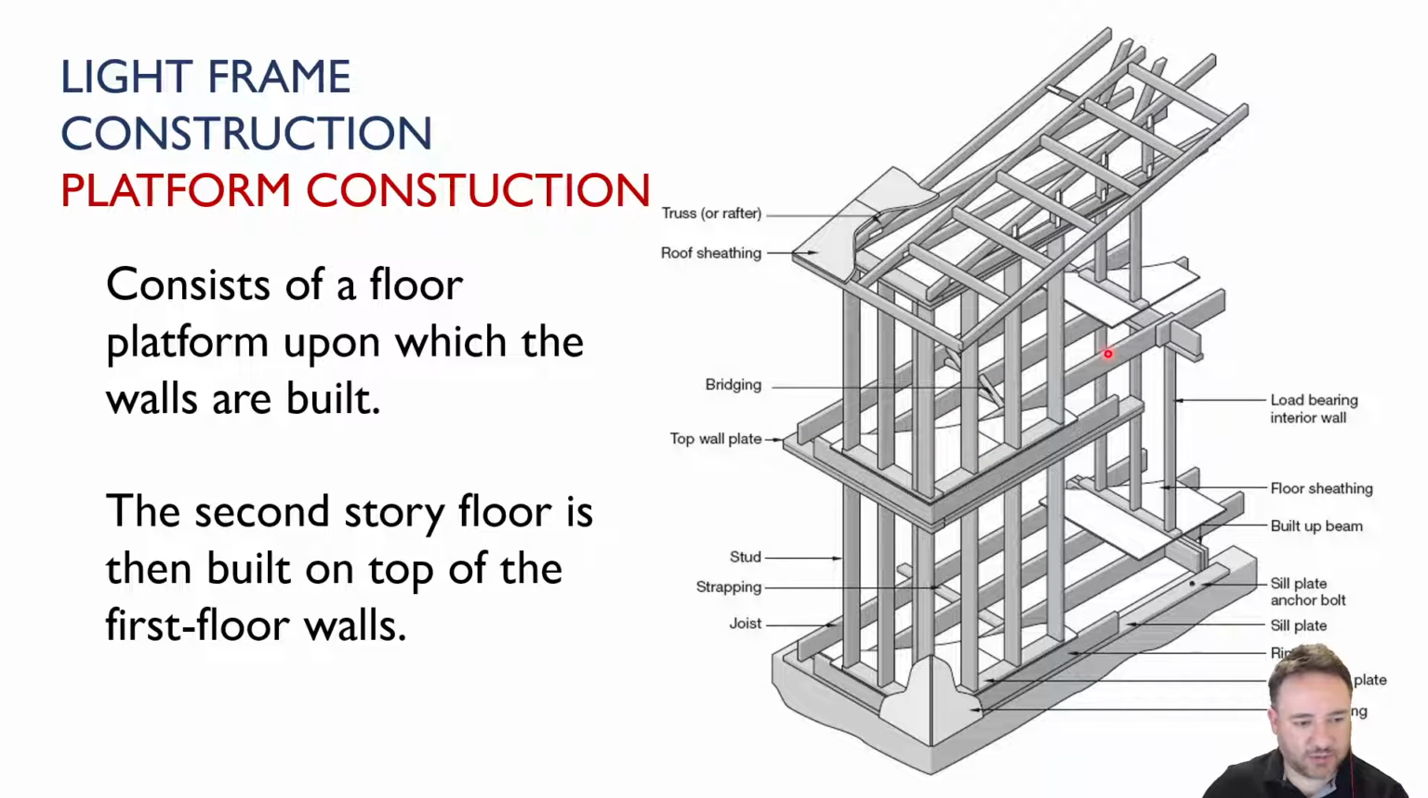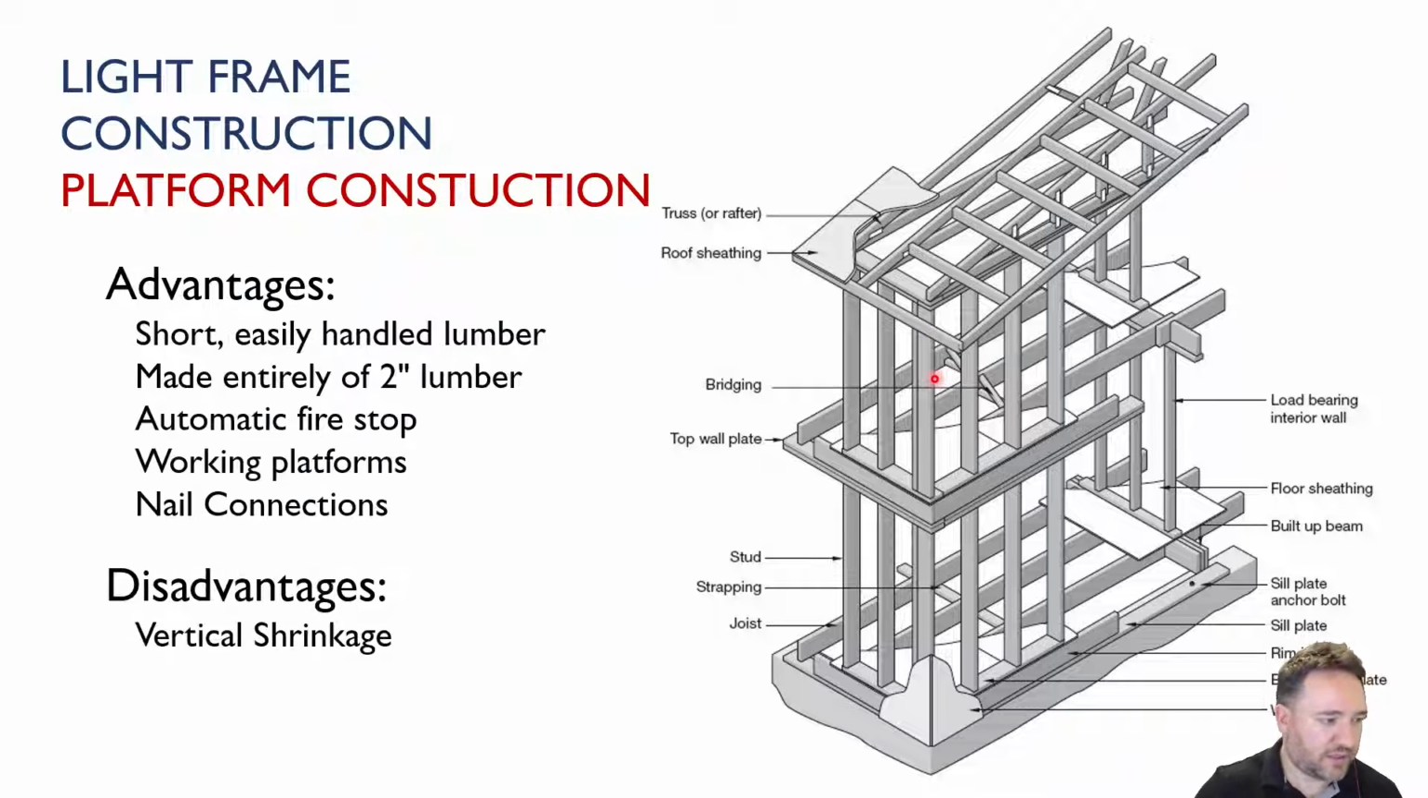These days, it's probably even more common to see wood I-joists here instead of just straight up 2x6s or 2x8s. And then on top of that floor, you build the next level. That's why it's called platform, because you build a wall, then you build a platform, then on top of that platform, you build a wall. So that makes construction very easy because you just build one story at a time.